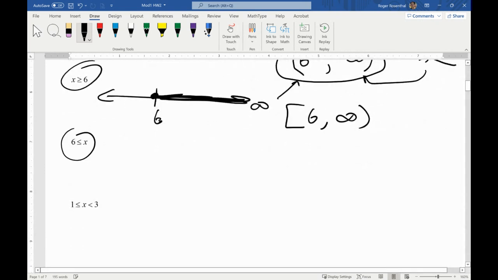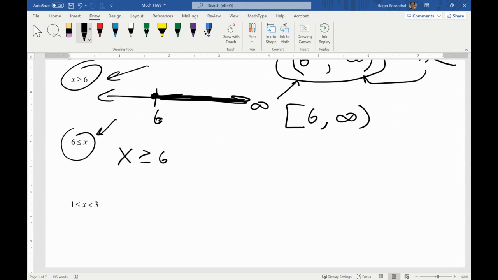Now, let's look at this one. People often get this wrong. This means the same as that. Since it means the same thing, and we just saw that answer above, this is how you would write that using interval notation.